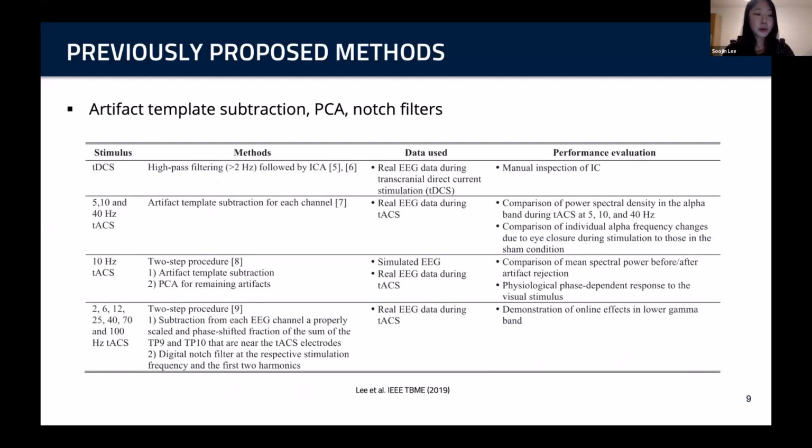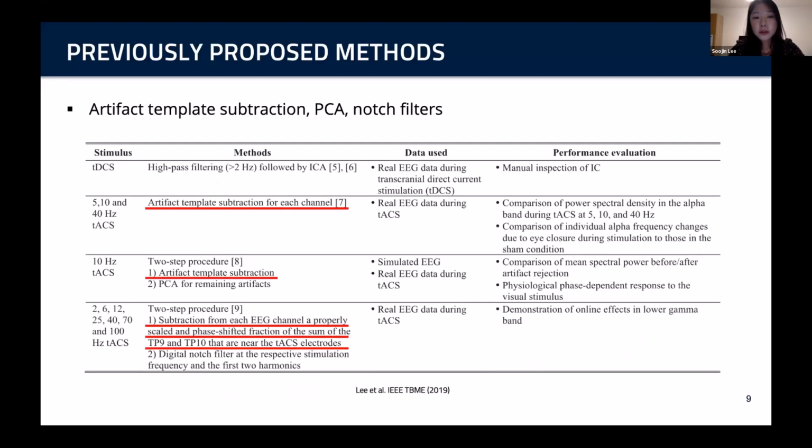So because removing stimulation artifacts is challenging, people have resorted to avoiding the artifacts by simply comparing EEG in pre and post stimulation conditions. However, a few methods have been proposed to remove the artifacts. And the most commonly used method to remove this artifact is called artifact template subtraction.